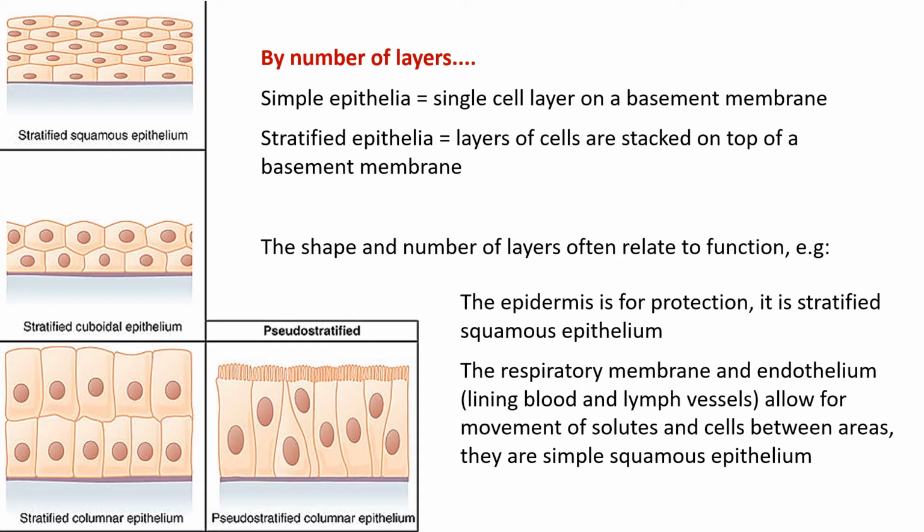Endothelium as well. Both of these are simple squamous epithelium. In the case of blood and lymph vessels, although it is epithelium, it's referred to as endothelium. Endothelium is a specialist term for the epithelial cells that line blood vessels and line lymphatic vessels. So these very thin layers allow for the movement of solutes and in some cases cells between different areas.